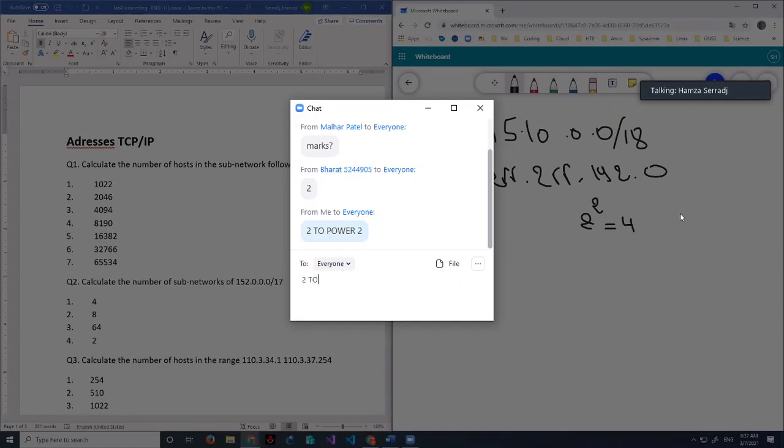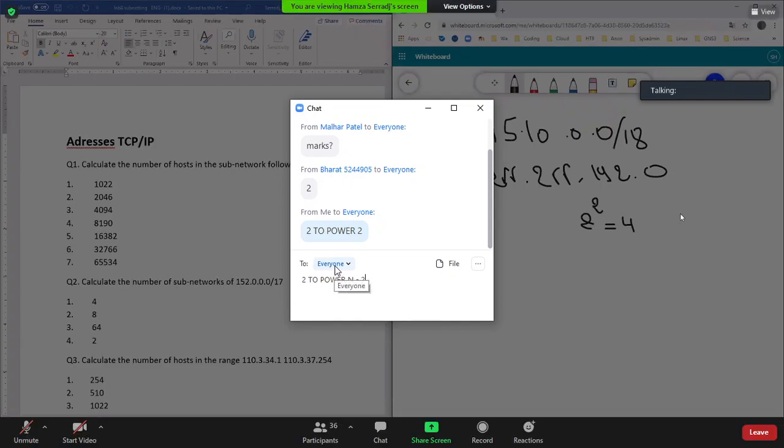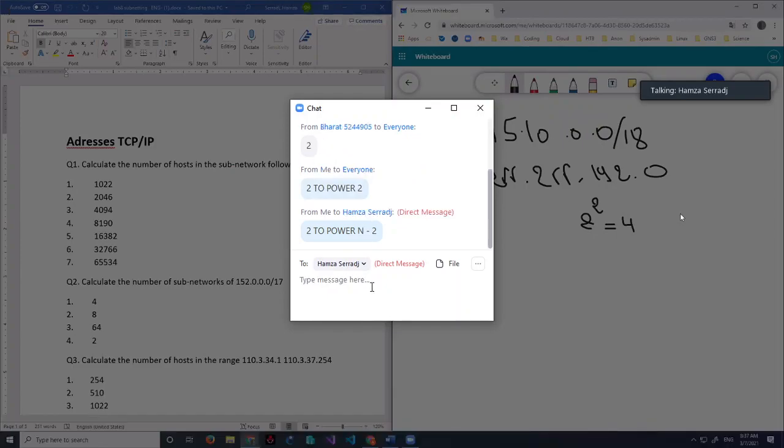There you go, Bharat. Failed. You failed. You already failed the module, Bharat. Jagjit, good. Good.